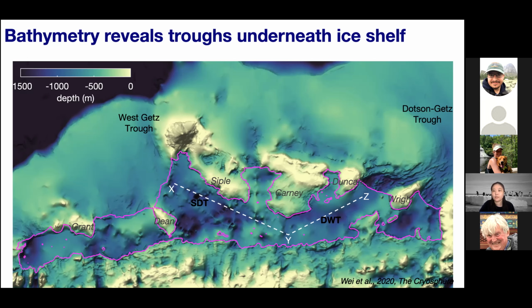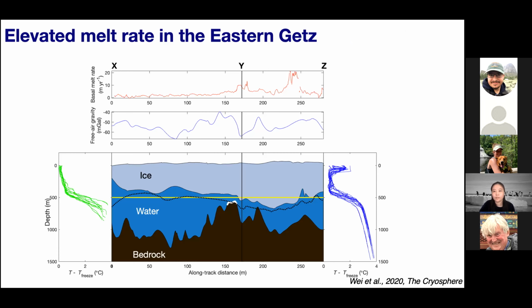So let's look at the profile XYZ, which samples along the SDT, the sill, and the DWT. In the bottom panel, the green and the blue lines on the two sides are the thermal forcing as a function of depth from ocean CTD casts. We identify the yellow line as the thermocline depth, which is at about 500 meters. The top of the sill sits slightly below the 500-meter thermocline depth and may allow for exchange of warm CDW between the eastern and western Getz cavity.